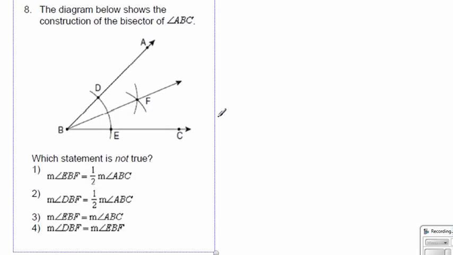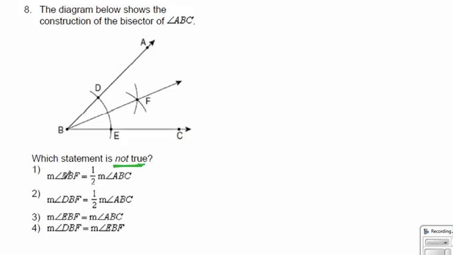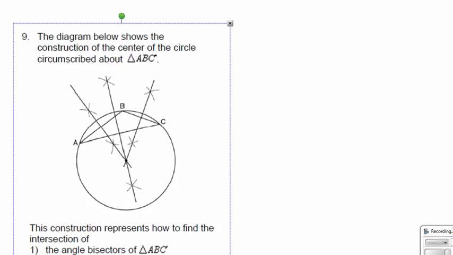Now number 8. Here, same as before, number 1. This is a construction of an angle bisector. But which statement is not true in this particular question? Let's try to look at it. Angle EBF, which is the lower angle, has to be half of angle ABC, which is true. Angle FBC, which is the upper angle, is half of the entire angle ABC, which is also true. Angle EBF, which is the bottom angle, has to be congruent to angle ABC, which is the entire angle. That is not true. So the third one would have been our answer. All right, let us move on.